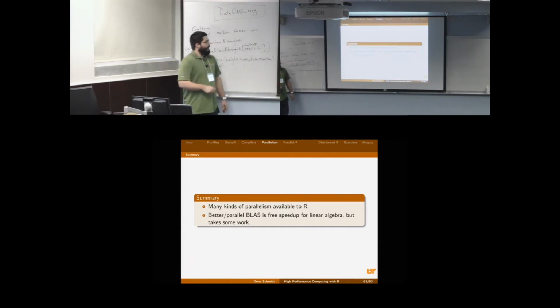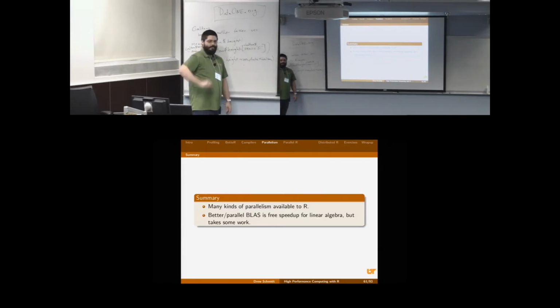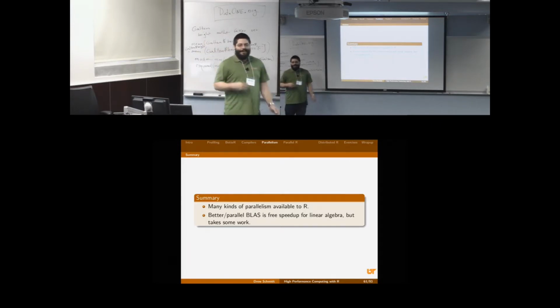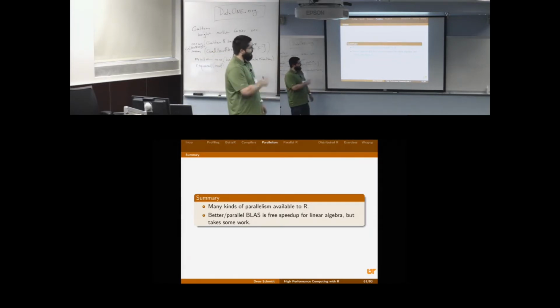So, summary: there are many kinds of parallelism available to R. Some are easier to utilize than others. A better BLAS is a free speedup for linear algebra, but is not necessarily trivial to do. I only know how to do it in Linux. I assume there's an easy way to do this on a Mac. On Windows, I have no idea what those people do. But you could ask Wei Chen. He would probably know. Wei Chen, raise your hand. If you work in Windows, that guy knows more about Windows than just about anybody outside of Redmond. At least for HPC and R.